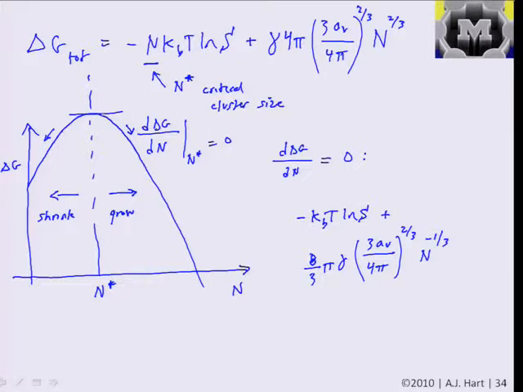And if we solve this for n, we'll get that the critical cluster size is related to the surface energy in the numerator and the temperature and the supersaturation in the denominator.